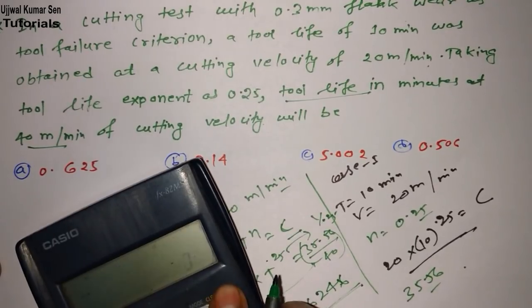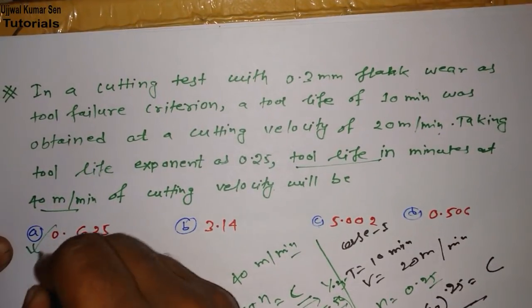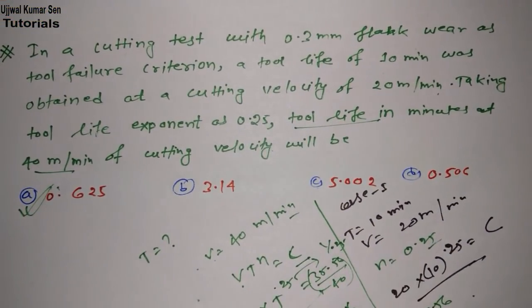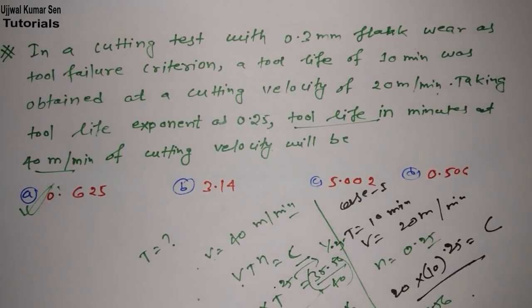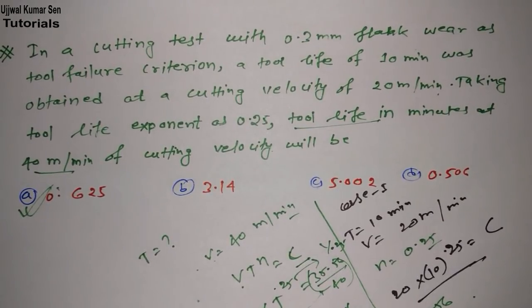0.6246. Which one is the answer here? A. A is the right answer for this question. I hope you understand this, right? And is there any other thing I am using to solve numerical problems other than V T to the power n is equal to constant? I don't think so.